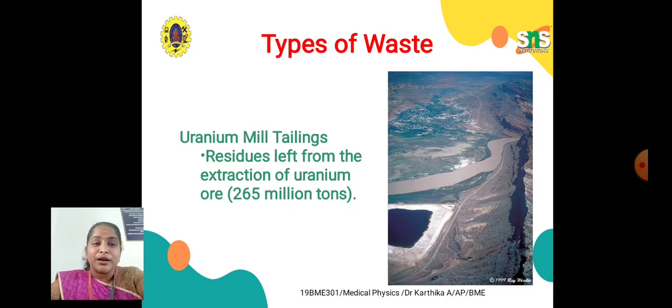Okay, and also we have another type of waste, uranium mill tailings. These are residues left from the extraction of uranium ore. It is normally 265 million tons. How huge is this?